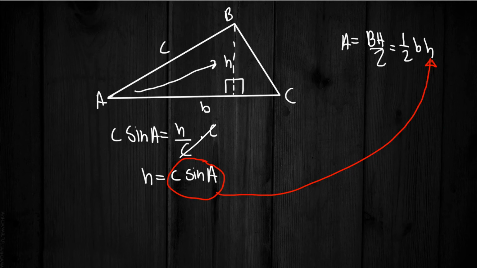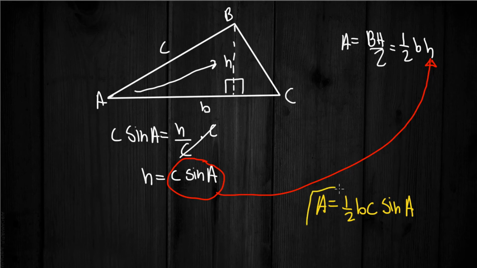And so that gives us a new formula. Area of a triangle is equal to 1/2 base. In this case, our base is the letter B, but in your triangle, it may be a different letter. So in this case, our base is B, so we'll put B. And H, we are replacing with C, sine of angle A.